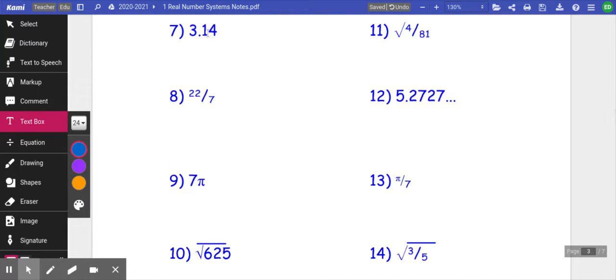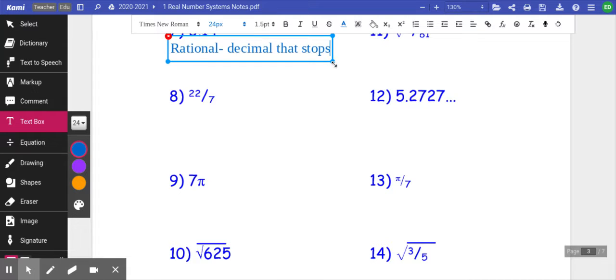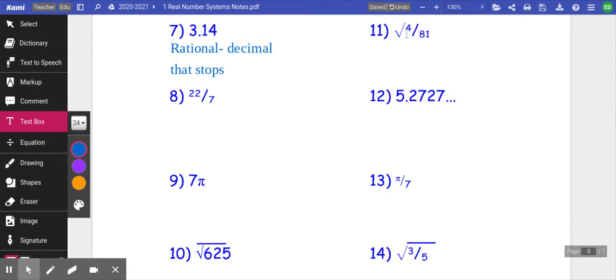3.14 is a decimal that does not keep going. So by definition, again, it's going to be rational because it's a decimal, and I'm going to change up my explanation. A decimal that stops. That might be the most basic way to describe that.